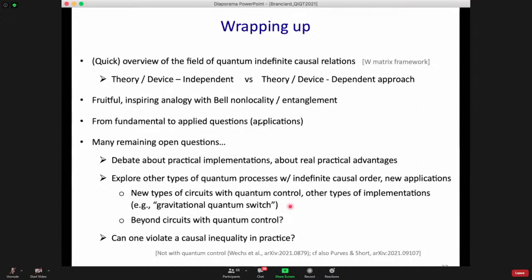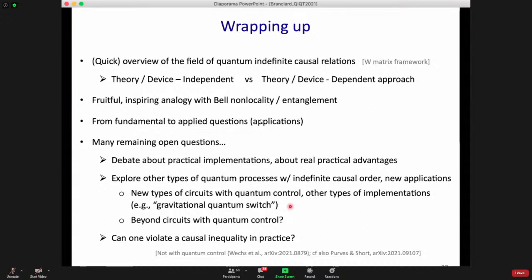There has been some debate about whether this really implements a quantum switch or whether this is just a simulation of a quantum switch. And so there have been some proposals for possibly more convincing realizations of the quantum switch. One proposal was this gravitational quantum switch. The proposal is very sketchy.